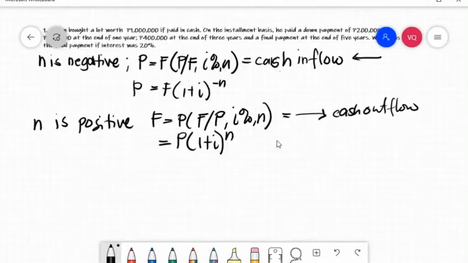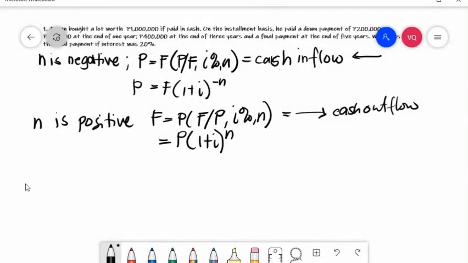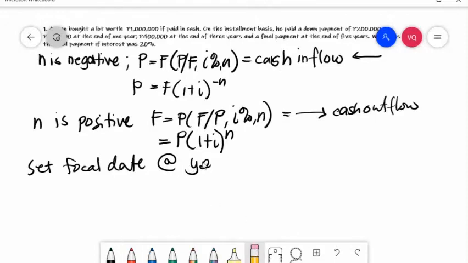So consider this problem at focal date 2. We will set focal date at year 2.